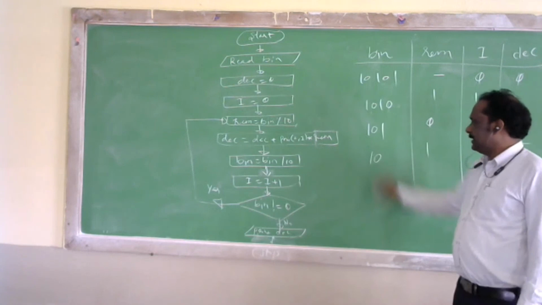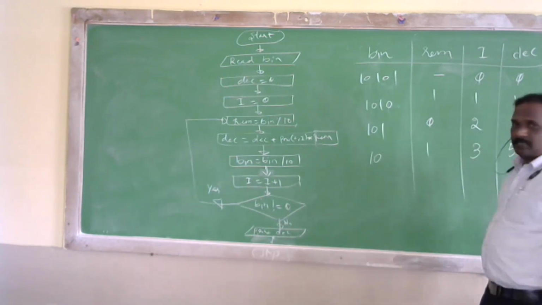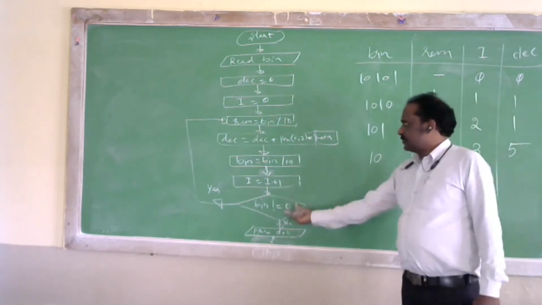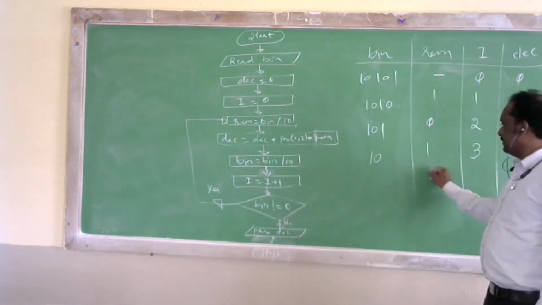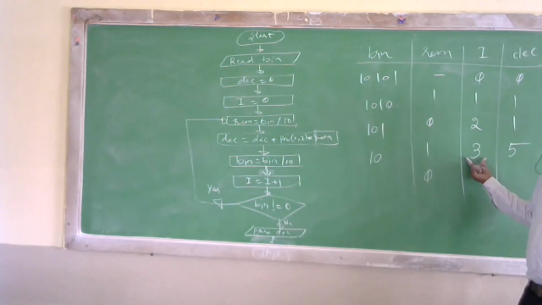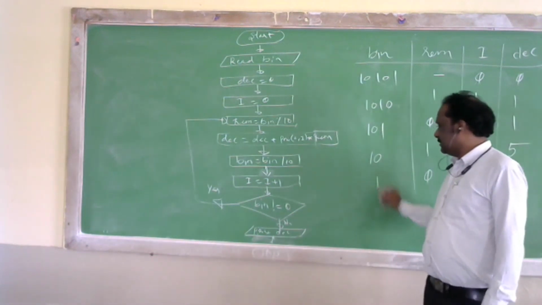Next, binary is equal to binary by 10. I is equal to I plus 1. I has become 3. Now 10 is not 0, so find the remainder. Remainder is 0. Then 2 power I, 2 power 3 is 8. 8 into 0 is 0. So 5 plus 0 is 5. So the decimal value will be 5. Now divide the binary number. Binary is equal to binary by 10.